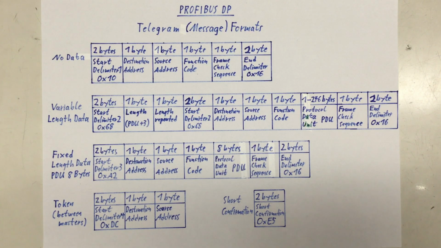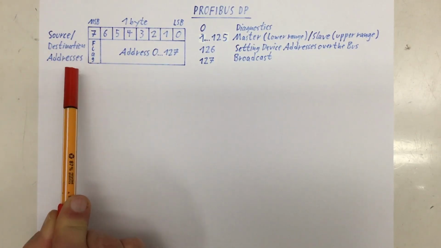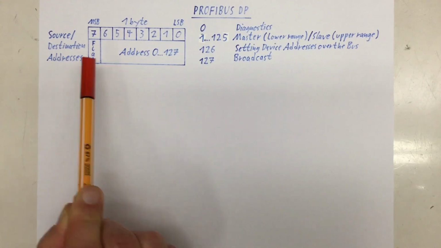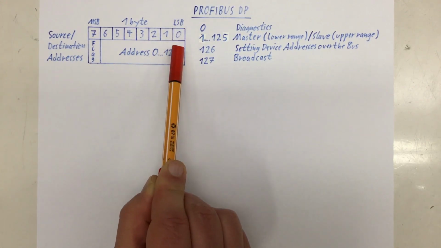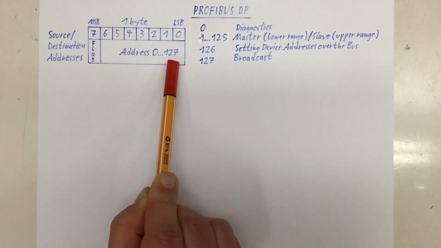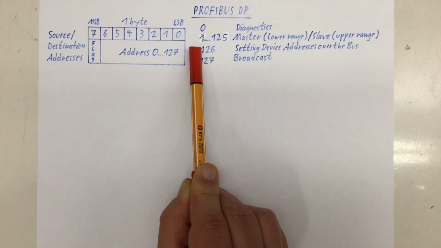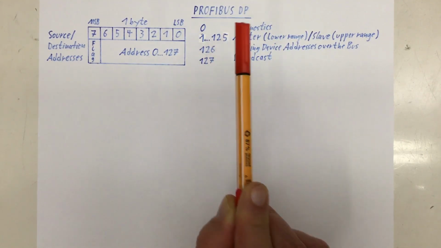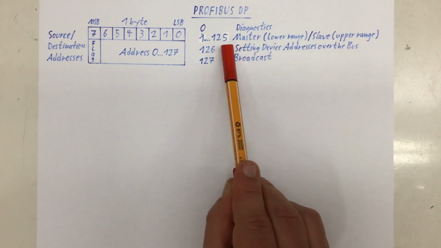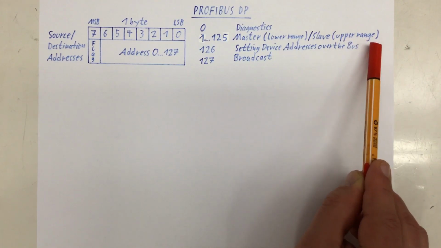The 1-byte source and destination addresses have in the most significant bit a protocol-related flag. The 7 least significant bits contain the address, so 0 to 127. 0 is reserved for diagnostics, 1 to 125 are the master and slave addresses. By convention, masters are in the lower address range and slaves are in the upper address range.